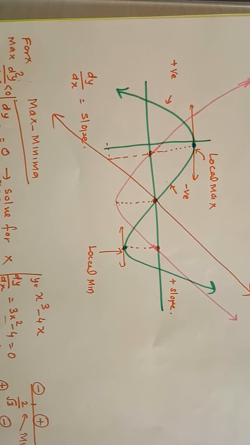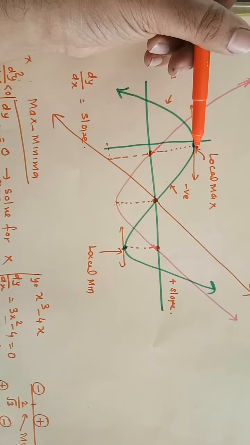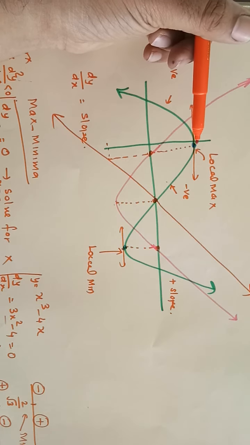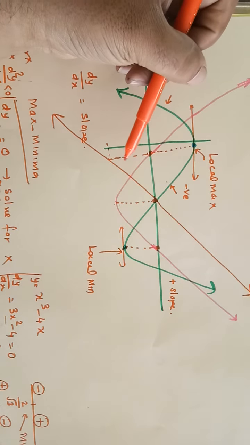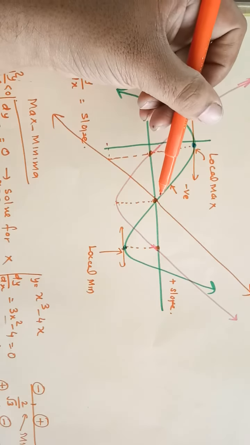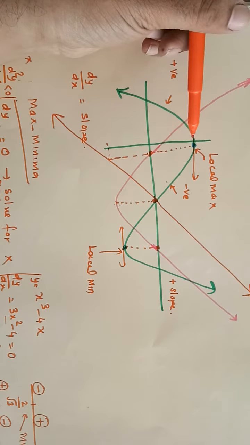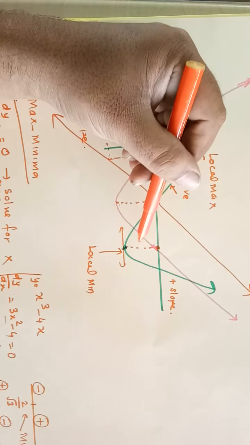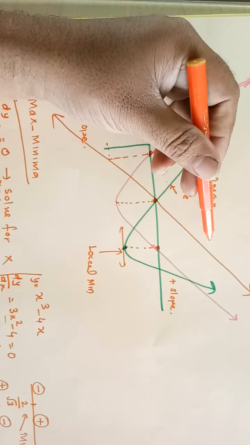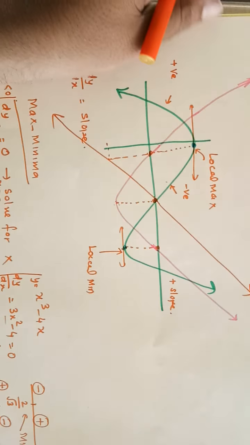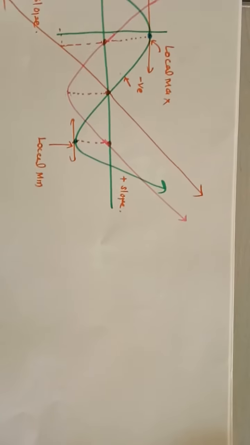I repeat again, if you have a simple original function given, look at the derivative: it has to be 0, and the double derivative has to be negative for maxima. For minima, your derivative is 0 and the double derivative is positive. Now the third point that is left out is the point of inflection.